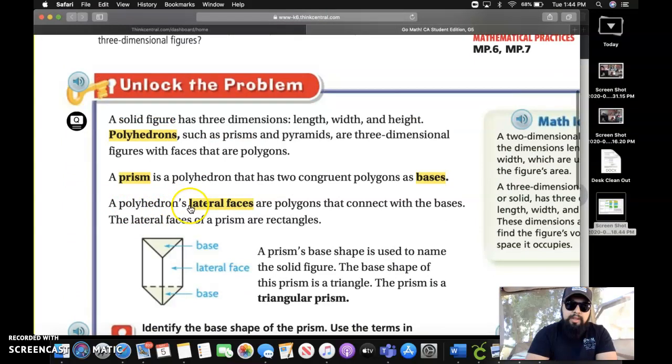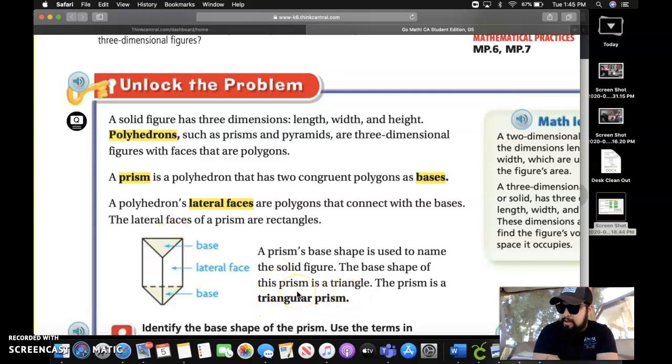Before we get into that, polyhedrons' lateral faces are polygons that connect with the bases. So like we made in class, we made the three-dimensional figures, we cut them out, and we taped them together, and we were able to physically see, oh, okay, this has two bases and the lateral faces, and think lateral, up and down. The lateral faces are right here. So these bases are triangles. So we would call this a triangular prism and not a pyramid.